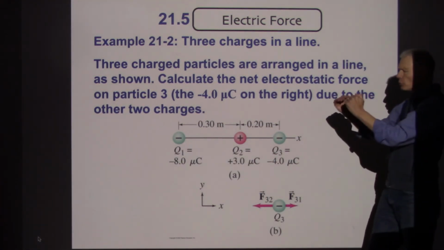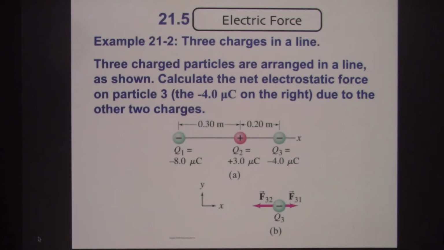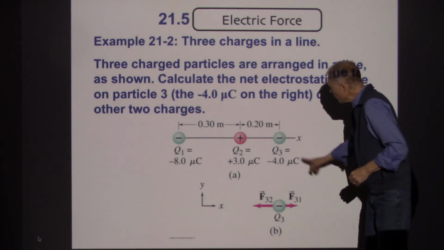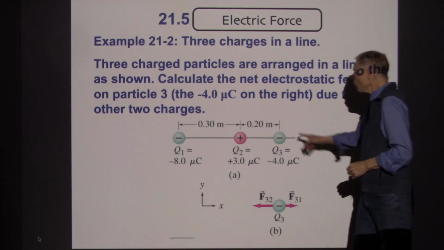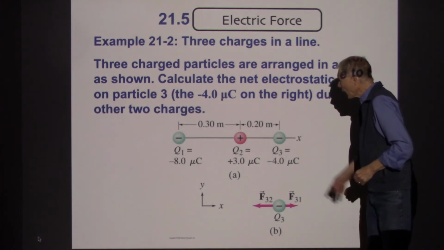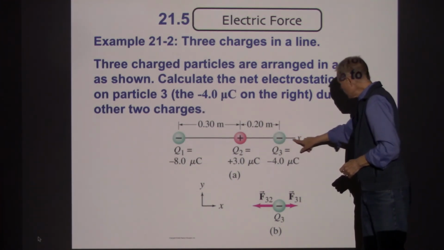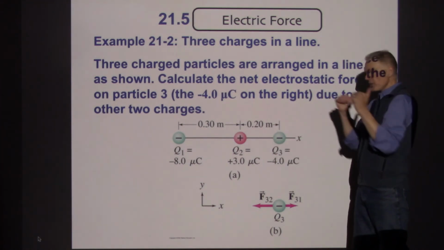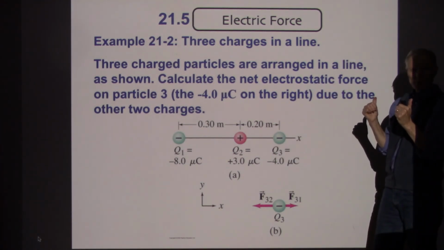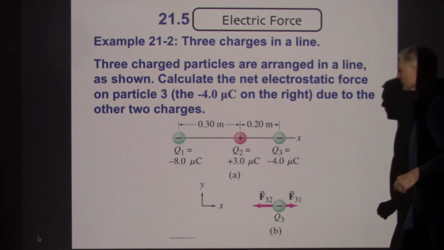Now, these 3 charges are all lined up, so I don't have to think in terms of components. Everything is just lined up right along what we're calling the x-axis. And so what that says is, well, object 1 is negative, object 3 is negative. Due to the presence of object 1, object 3 will experience a force in this direction. That force is going to be repulsive.